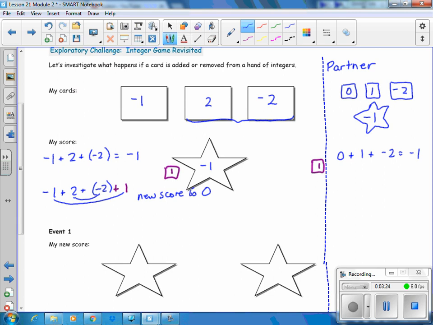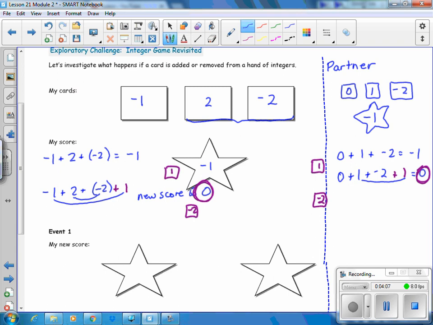Let's find your partner's score. 0 plus 1 plus -2 plus the new card of 1. So a +1 and a +1 equals 2, and a 2 and a -2 equals 0. So your partner's score is also 0. So again, we have a tie score. So we're going to flip over a new card for each one of you and see what we get. Flipping over your card, your new card is a -2. And your partner's new card is also a -2.